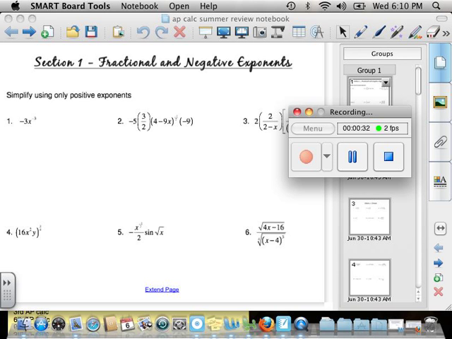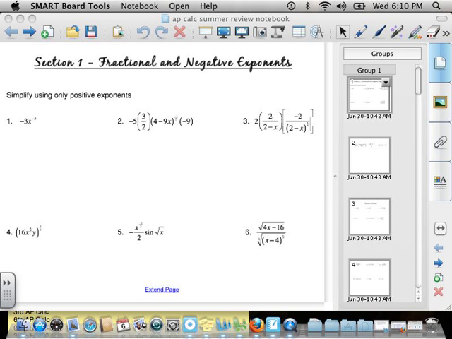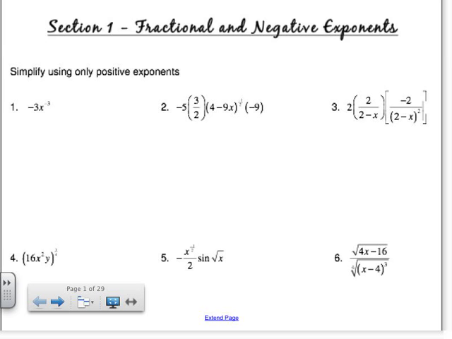All right, so let's start with number 1. It says simplify using only positive exponents. So I have negative 3x to the negative 3. I can't have that negative 3 power, so I need to change it to a positive exponent. This is the same as negative 3 times 1 over x to the third, because that's what x to the negative 3 is. When I combine both of those, I get negative 3 all over x to the third power, and that's your answer.